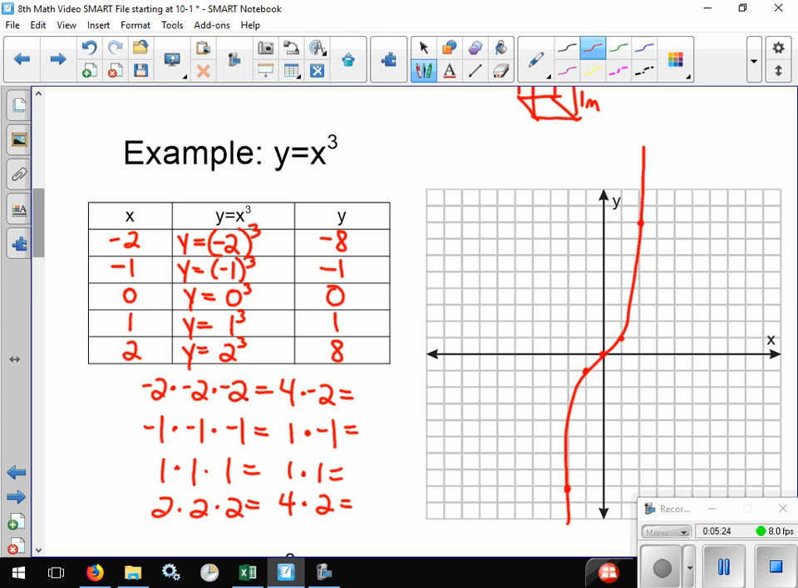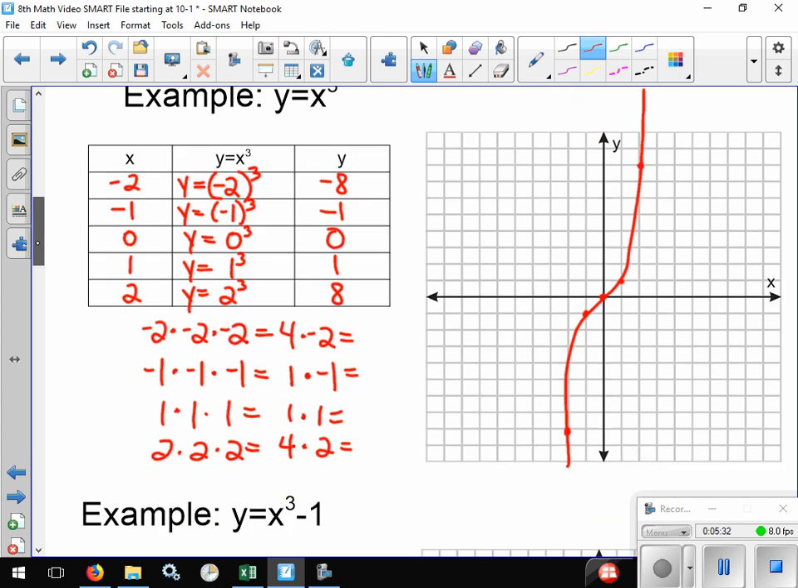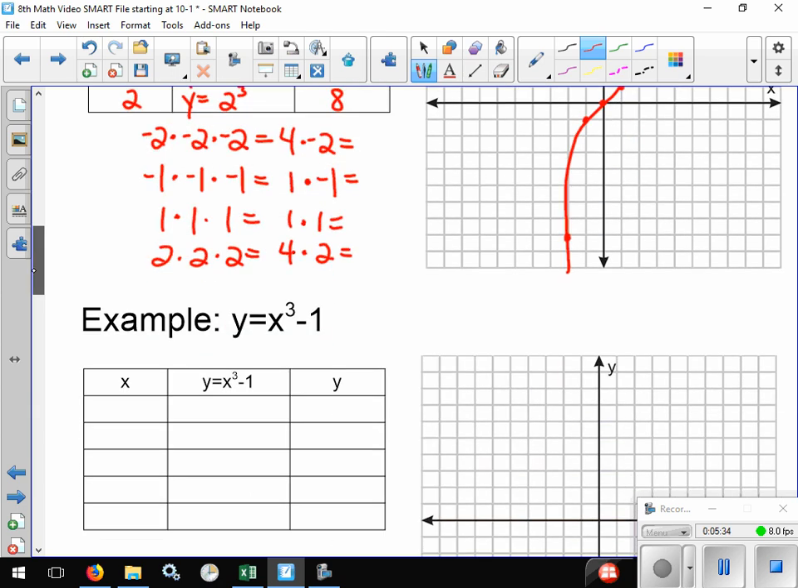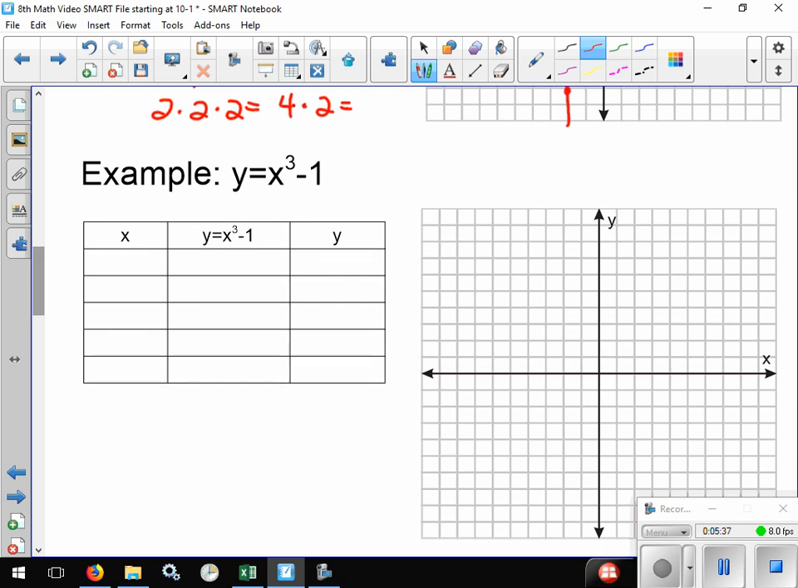So we're just going to practice graphing them. We still do the same thing, just pay attention to your negatives. You have three negative numbers, -2 times -2 times -2, and what happens with those negative numbers, okay? So just be careful of that. All right, so here we go.